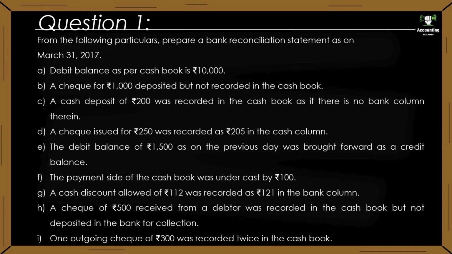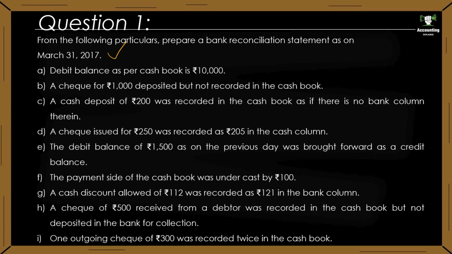Today, we are solving a practical question where the cash book shows a debit balance or a favorable balance. From that, we are going to find out the balance as per the passbook. Come on, let's solve the problem together. So the question is as follows. From the following particulars, prepare a bank reconciliation statement as on March 31, 2017.